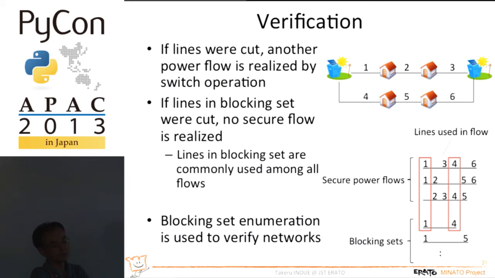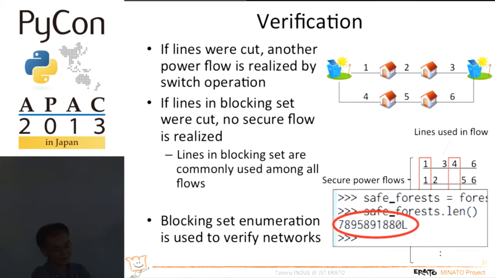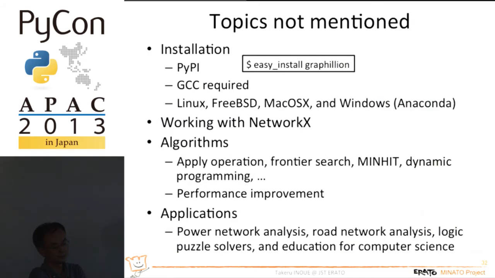We have to remove such blocking sets from the network completely for reliable power delivery. By the way, do you remember how many secure power flows there are in the demo? This example has only 3, but there are about 7 trillion secure power flows in the demo. And so we have to find all blocking sets over the 7 trillion power flows. This is a very tough problem, but Graphillion found all of them in just a few seconds, as I demonstrated. In this way, Graphillion can be used to verify complex systems like a power grid.